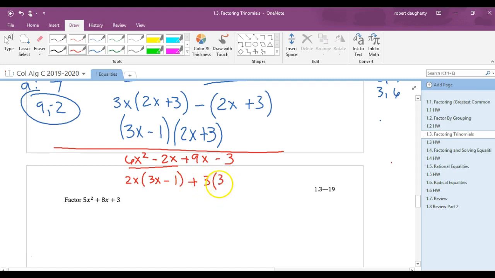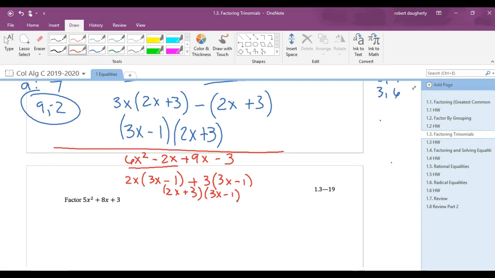3 times 3x minus 1. So this is what? 2x plus 3 times 3x minus 1. So it should match. Okay. And there are little places that mistakes come in there.